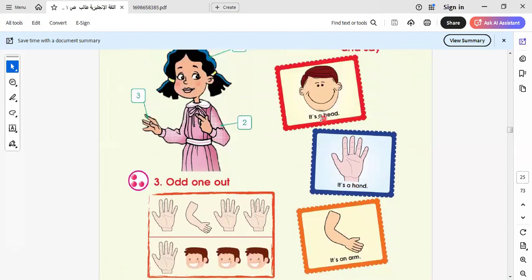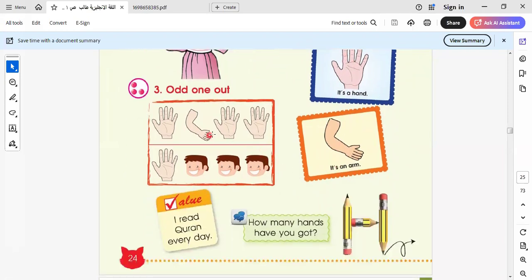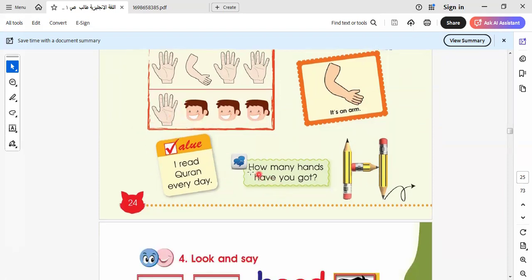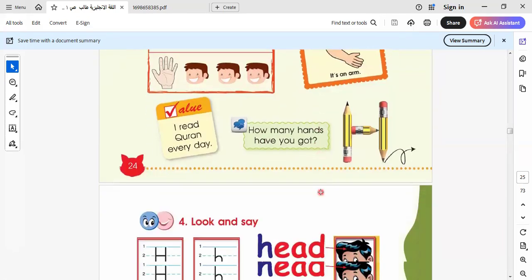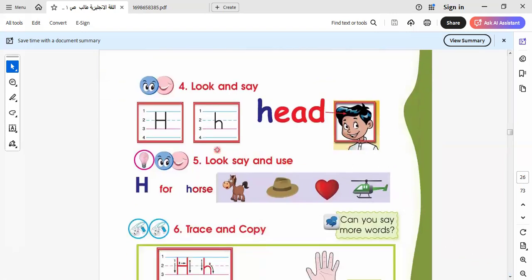I will repeat, and you repeat after me. Here is head, hand, arm. Here we have a picture and we have an odd one. Which one is odd here? You can see this one. Odd means what? It means different. Here is the same, and here is the one difference, this one. How many hands have you got? We have two hands.